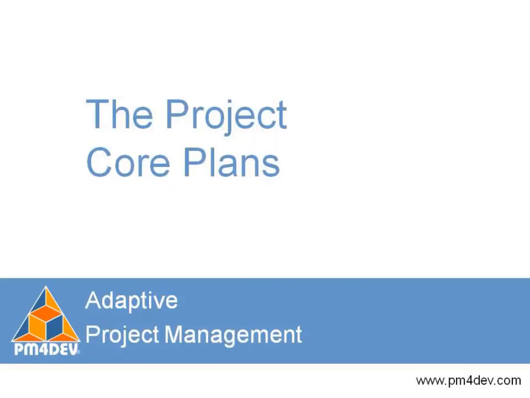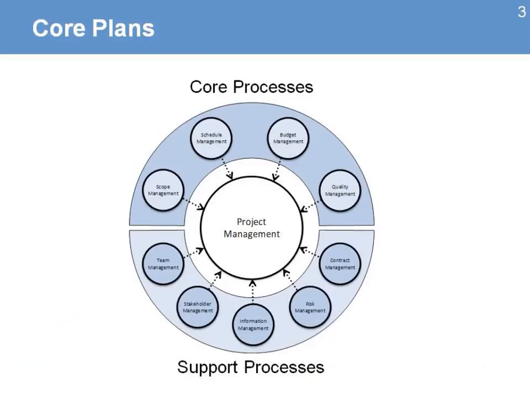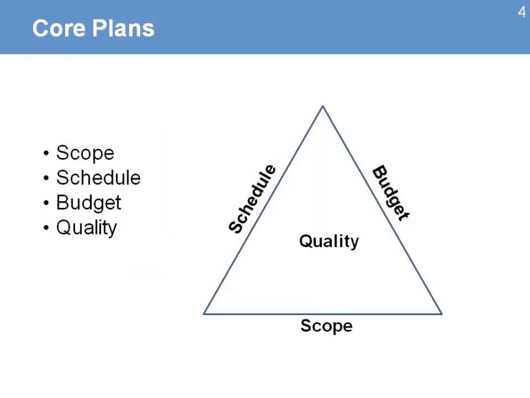The project core plans are the plans that we need to manage the core processes that we have in the project. These core processes are scope, schedule, budget, and quality, and they are related to the project constraints. And these are very integrated. That's why they're called core plans, because whenever you develop one of these plans, they are related to each other.